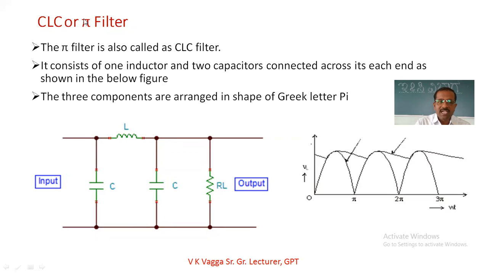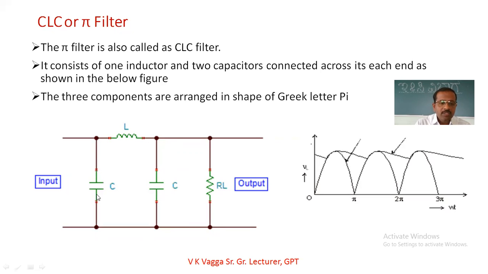The upper line is acting as an inductor, and the vertical lines are acting as the capacitors, so it is also called the pi filter. All three components are arranged in the shape of the Greek letter pi, so it is called the CLC filter. In this case again, I explained what the capacitor will do.